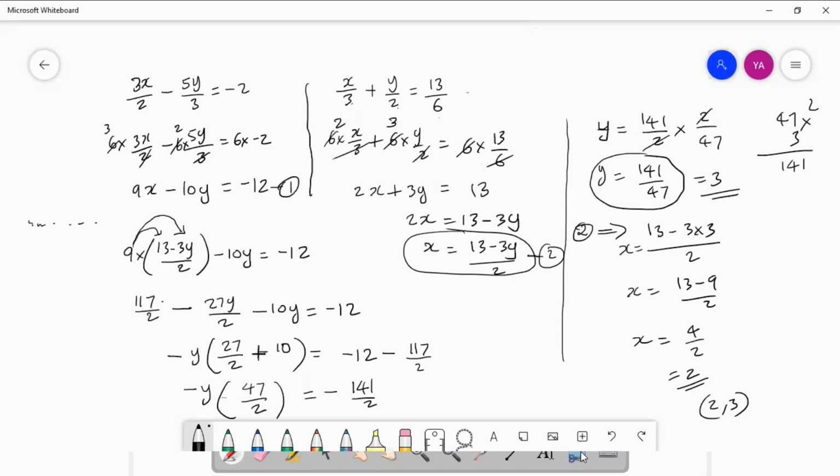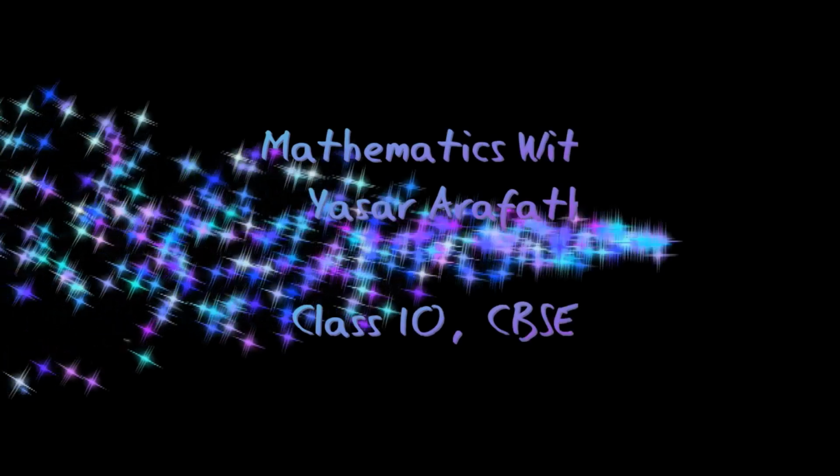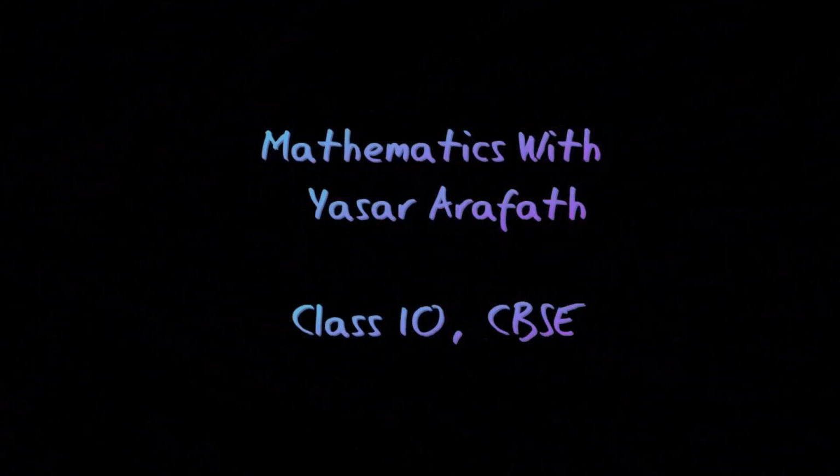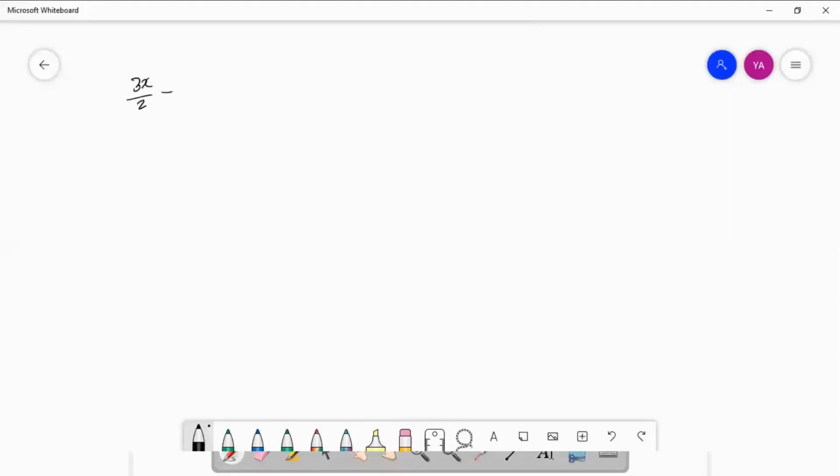(2, 3) is the solution for this pair of linear equations. Is it consistent, dependent, or inconsistent? The first equation is 3x/2 minus 5y/3 equals minus 2, and the second one is x/3 plus y/2 equals 13/6.